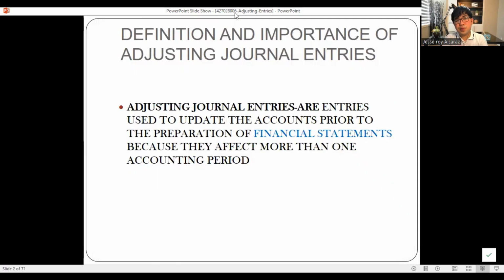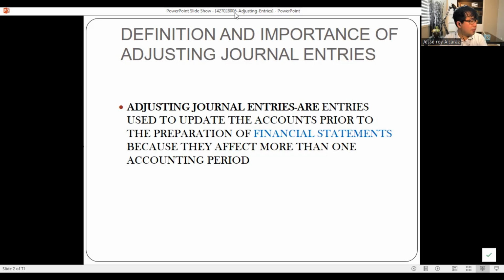So, definition and importance of adjusting journal entries. Adjusting journal entries are entries used to update the accounts prior to the preparation of the financial statements because they affect more than one accounting period. So this is how I explain adjusting entries to my students.